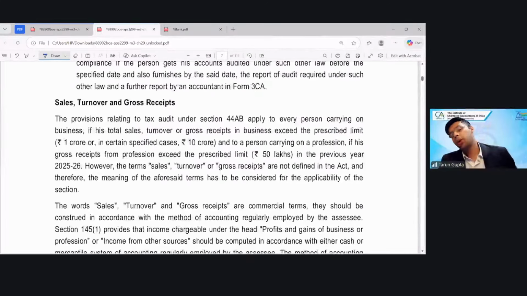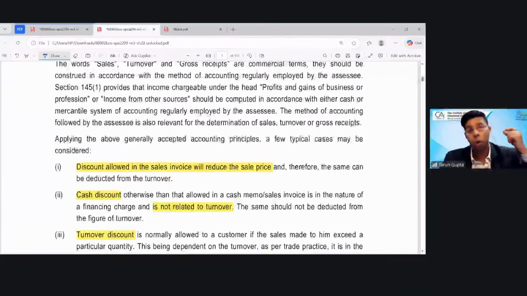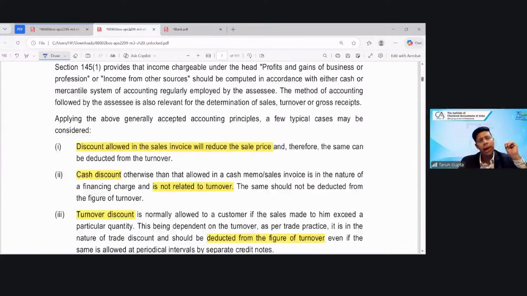Now, what do we mean by turnover? Sales: 1 crore, 10 crore, 2 crore. There's a guidance note on 44AB, the tax audit. We will discuss clause by clause the entire Form 3CD. There are 44 clauses. So first, the guidance note gives us guidance on how we compute turnover.